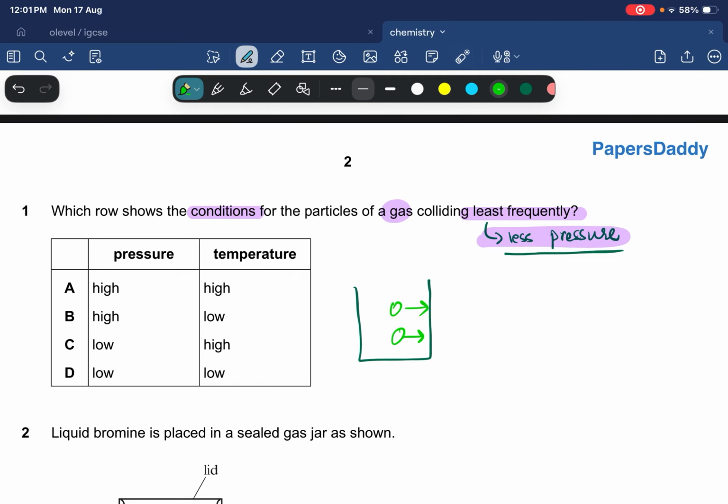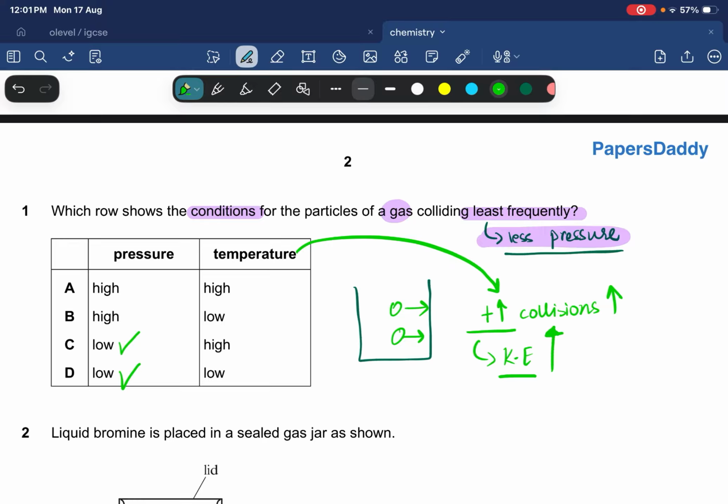So pressure should be very low if we need fewer collisions. More collisions means more pressure. Temperature: if you increase the temperature, what happens? Your collisions increase. How? Because increasing temperature means increasing a specific type of energy of the particles. When you give more temperature, you give more energy to the particles. The kinetic energy, which is the energy of motion of the particles, increases.